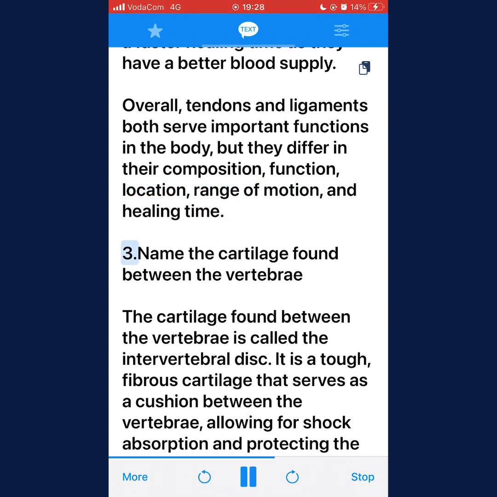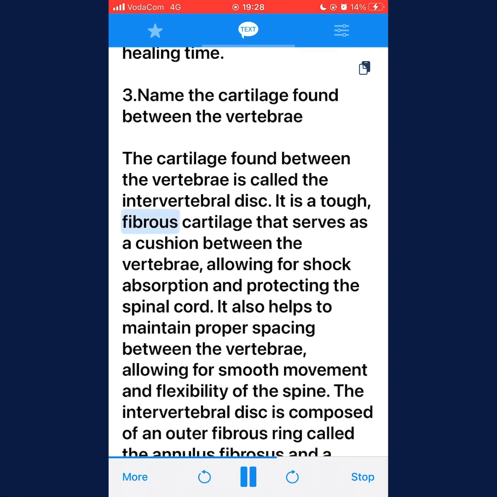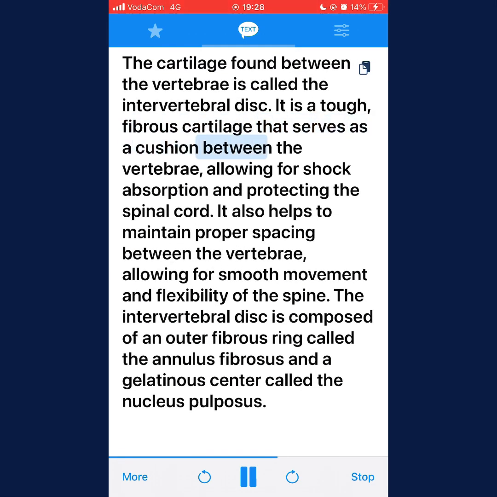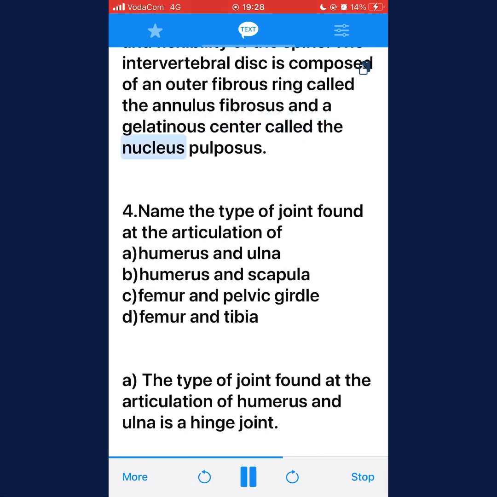3. Name the cartilage found between the vertebrae. The cartilage found between the vertebrae is called the intervertebral disc. It is a tough, fibrous cartilage that serves as a cushion between the vertebrae, allowing for shock absorption and protecting the spinal cord. It also helps to maintain proper spacing between the vertebrae, allowing for smooth movement and flexibility of the spine. The intervertebral disc is composed of an outer fibrous ring called the annulus fibrosus and a gelatinous center called the nucleus pulposus.